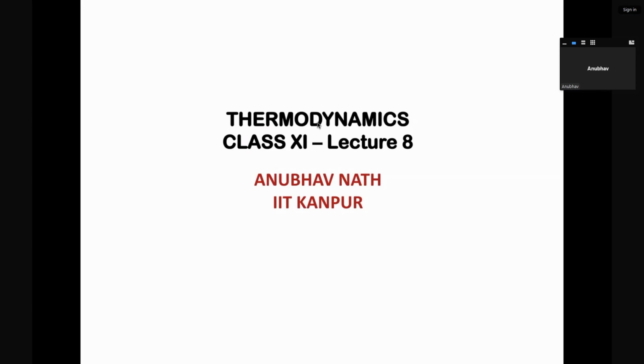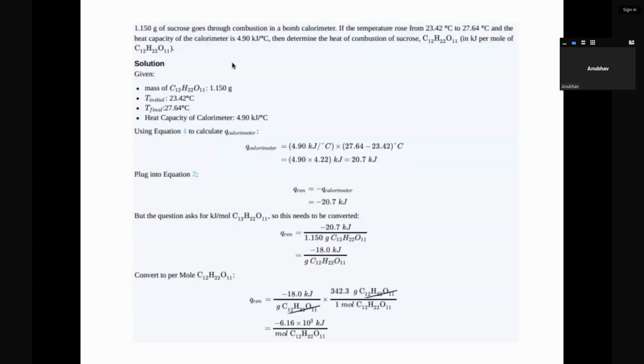In the last class, we also solved several numerical problems to see how we can efficiently calculate or measure these properties, that is delta H and delta U. In the two problems I solved, the first one was regarding sucrose and the second was regarding water evaporation and carbon or graphite combustion.